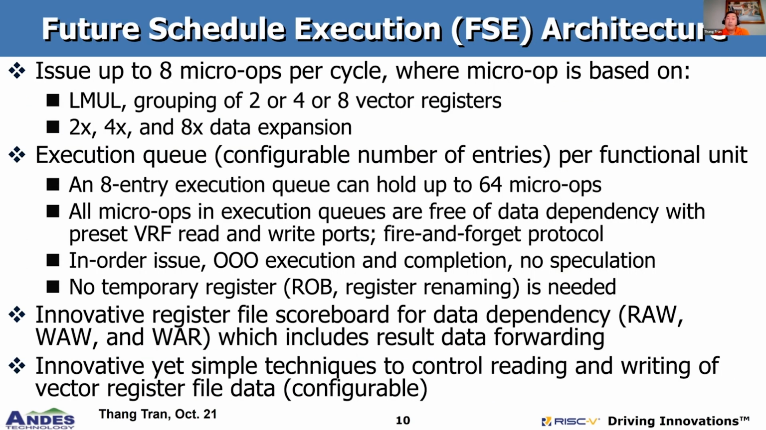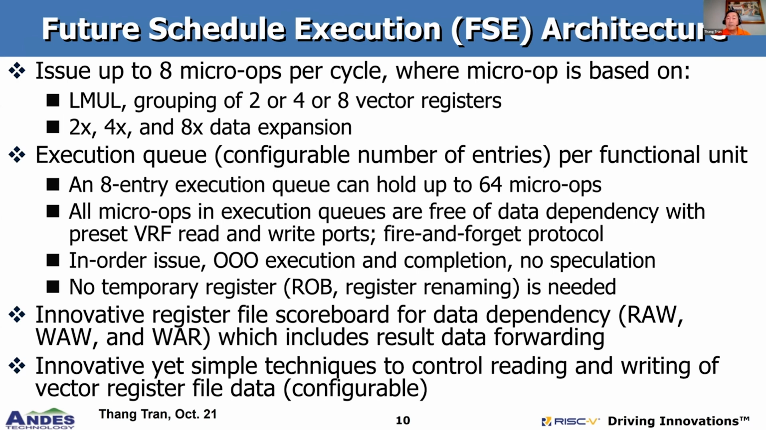The LMUL is the programmable variable which defines the width of the operand of the instruction. The width of the operand can be from 1/8 to 8 times the register width. If the VLEN is 512-bit, then the programmable width of the vector instruction can be 64 to 4096 bits. So if LMUL equals 8, then the operation is on 8 vector registers. Each vector register is basically 1 micro-op.